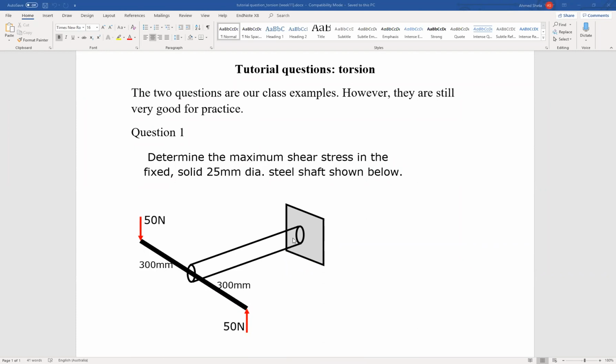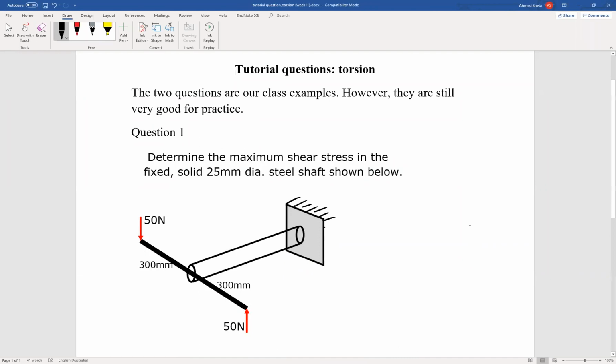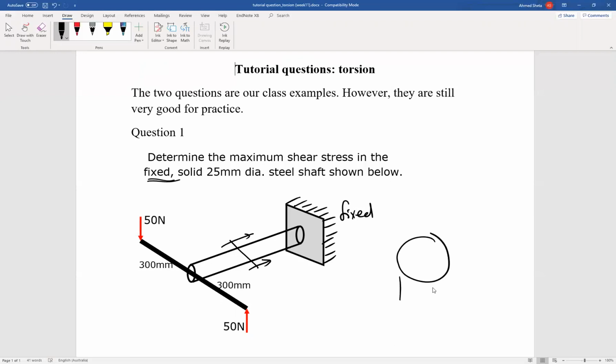Okay. The requirement is to determine the maximum shear stresses in the fixed solid 25 millimeter diameter steel shaft shown below. And if we have a look here, this is a fixed support, as you can see, mentioned here. And solid means that if we make a cut here, this is a solid cross section, and the diameter for this section is 25 millimeter. So this is our first problem today. I will shift to Paint to explain.